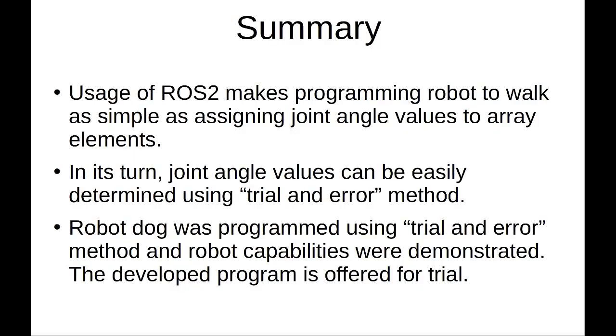Summary. Usage of ROS2 makes programming a robot to walk as simple as assigning joint angle values to array elements. In its turn, joint angle values can be easily determined using the trial and error method. The robot dog was programmed using the trial and error method, and robot capabilities were demonstrated. The developed program is offered for trial.